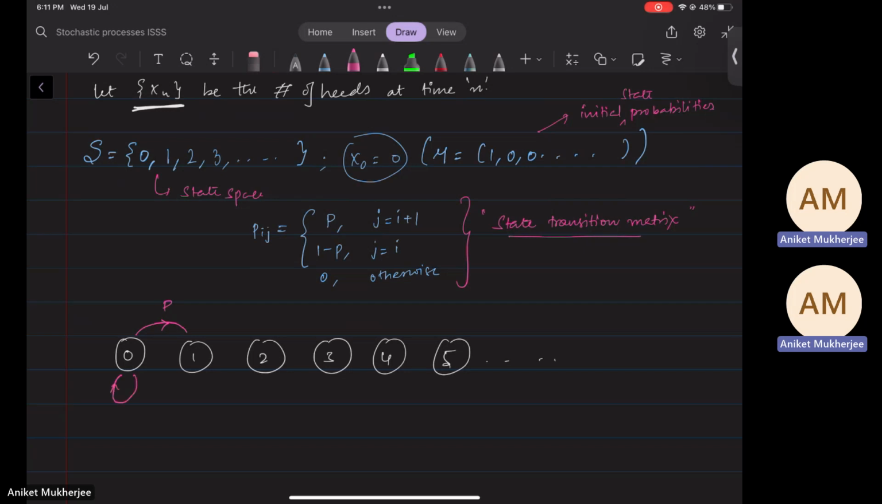So you going from 0 to 0 is 1 minus p, then you go from 1 to 2 with probability p. You staying at 1 with probability 1 minus p. Going from 1 to 2 is probability p. This keeps on happening. p and 1 minus p, p and 1 minus p, p and 1 minus p.